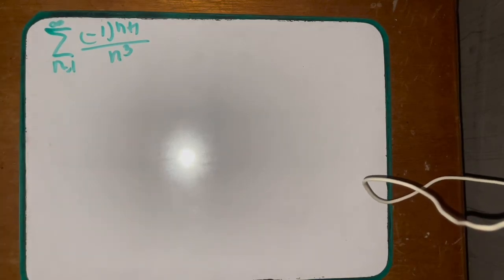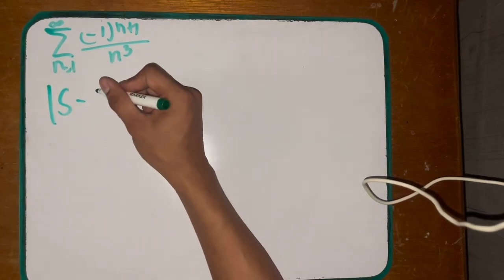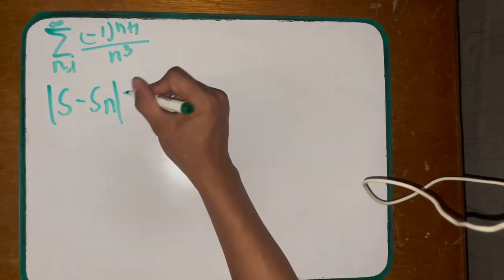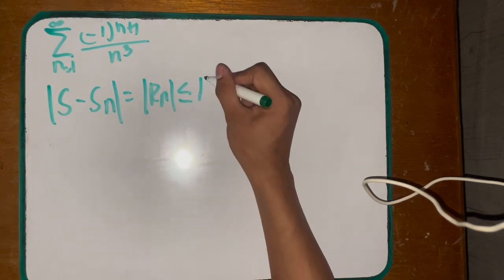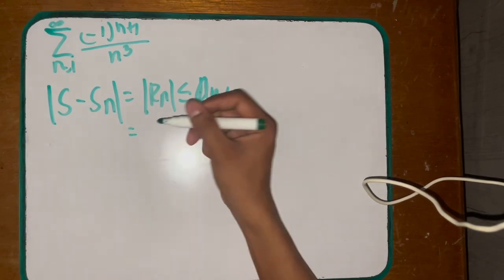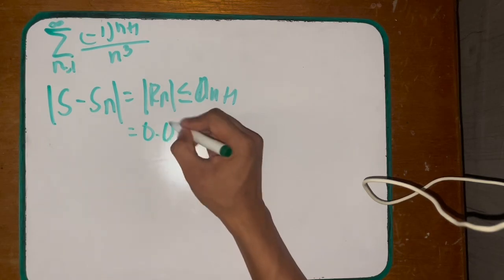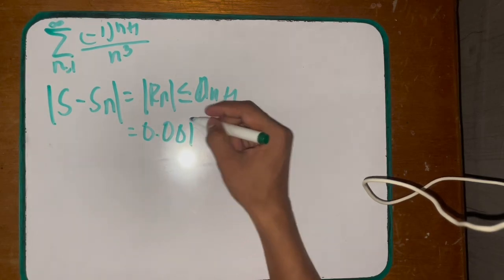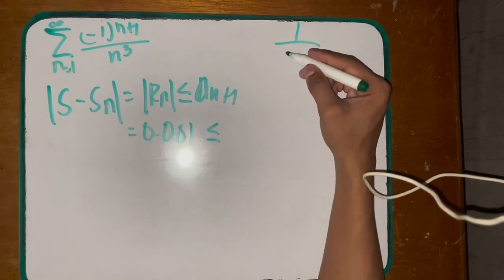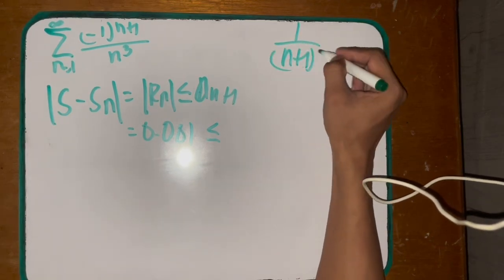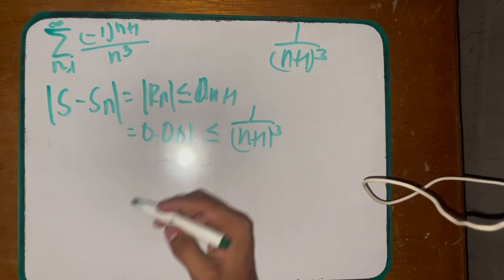Now we can proceed to estimate the sum. We have the formula: the infinite sum minus the partial sum is the error, which is less than a sub n plus 1. In our error, we will assume 0.001, which is our a sub n plus 1. A sub n plus 1 is 1 over (n plus 1) cubed.